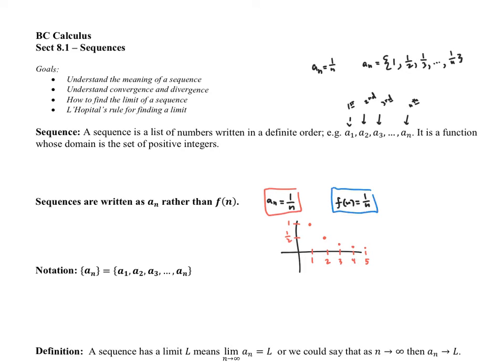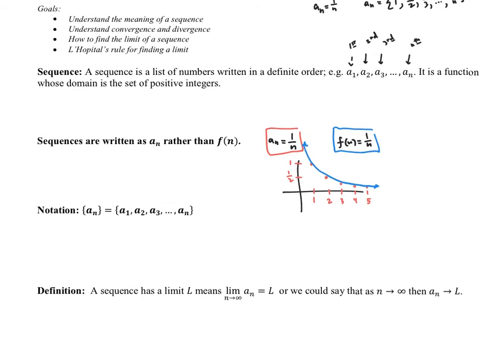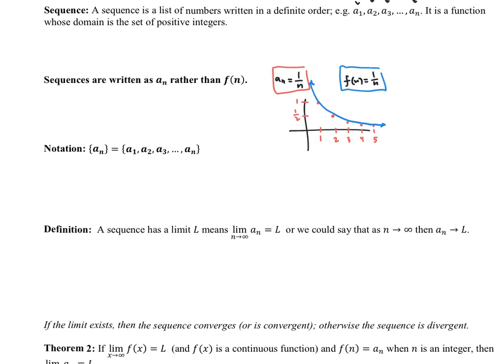Now, the function f of n equals 1 over n would look like the following. So you can see that the sequence is a portion of that function, and they're going to behave very similarly as n goes to infinity. Okay, so let's look at the definition of the limit of a sequence. A sequence has a limit L means that the limit as n goes to infinity of a sub n equals L. Or we could say that as n goes to infinity, a sub n heads to L.